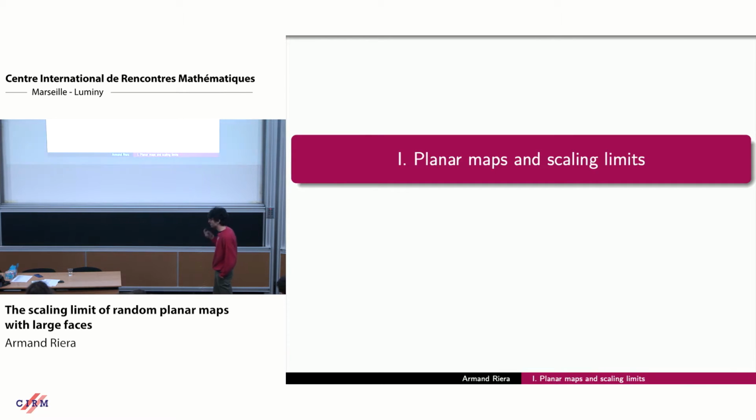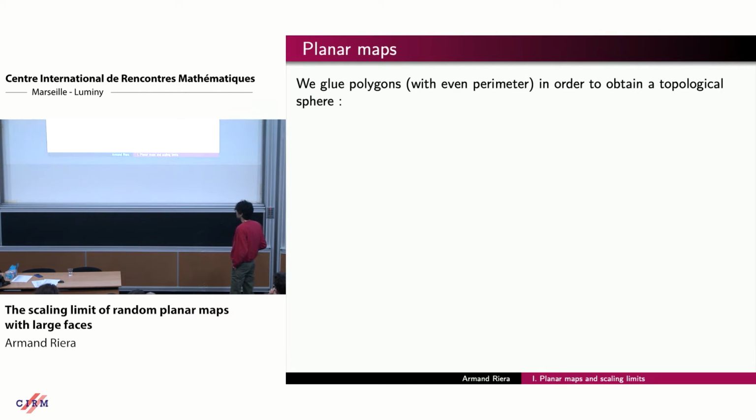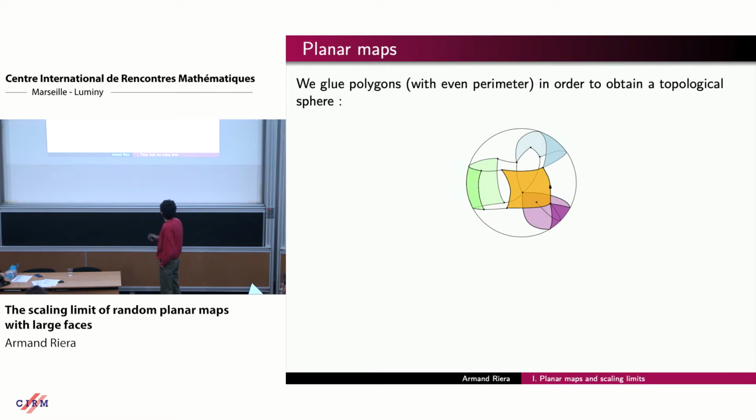some context and general facts about planar maps and their scaling limits. A lot of things have already appeared in the other talks, so I'm going to be a little fast here. For me, in this talk, a planar map is just a gluing of polygons in order to obtain a topological sphere. Here we have an example where I have just squares to obtain a sphere.